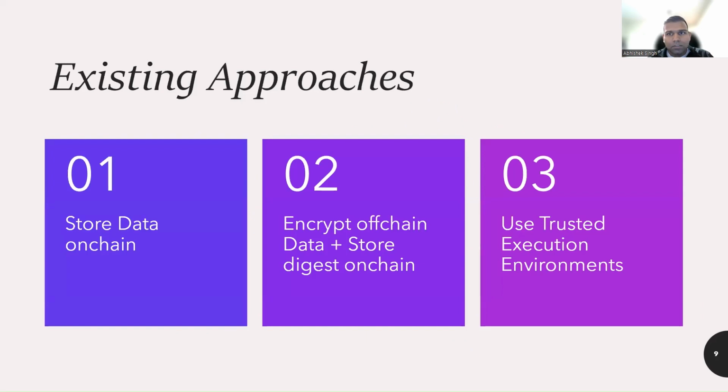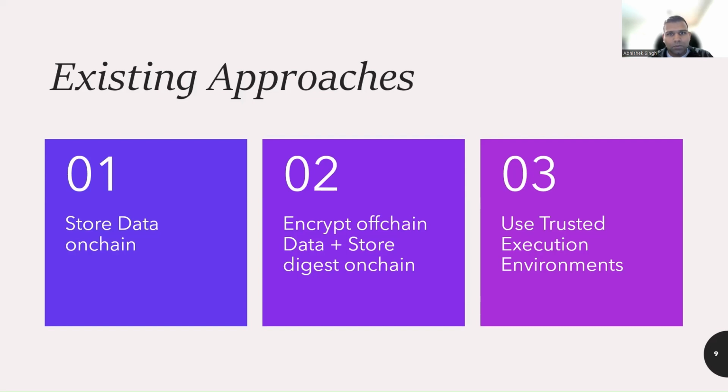Existing approaches that help augment this lack of security in off-chain storage fall into three categories. The first category is the baseline category, where you store everything on-chain. There is nothing that is stored on the off-chain data. This is both expensive as well as slow.